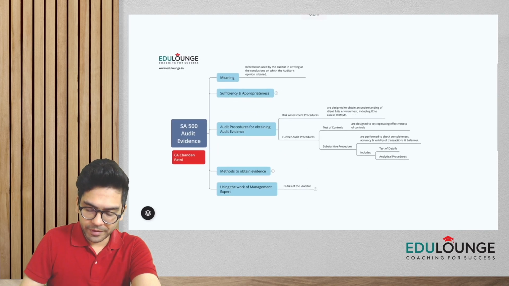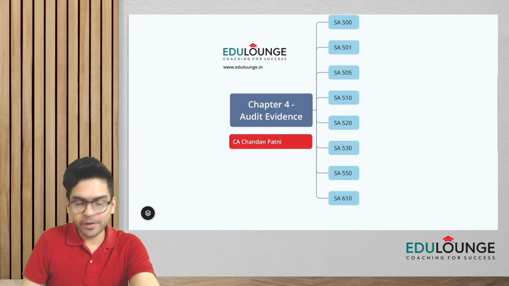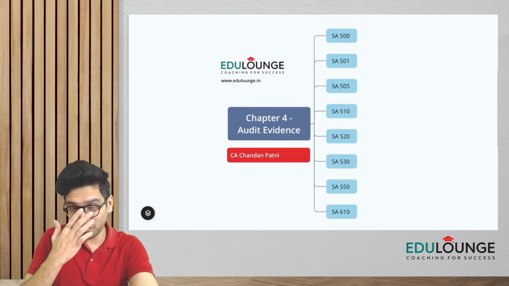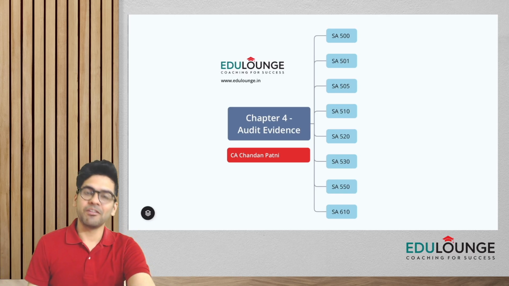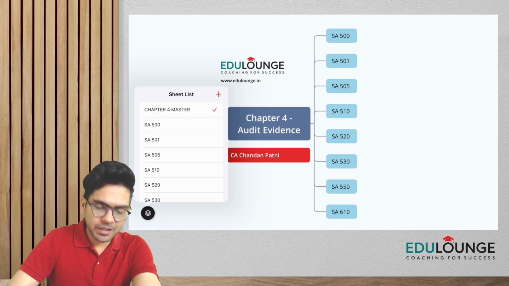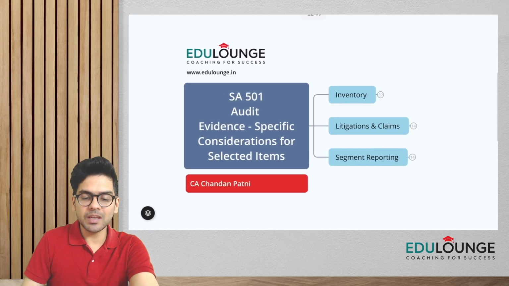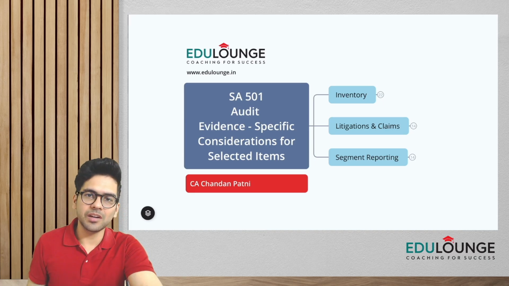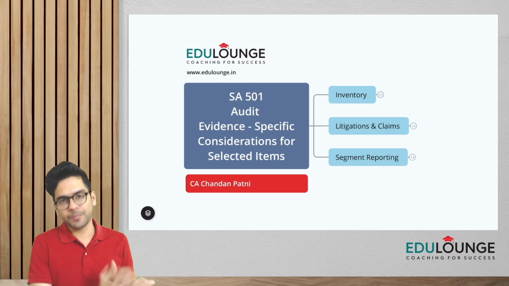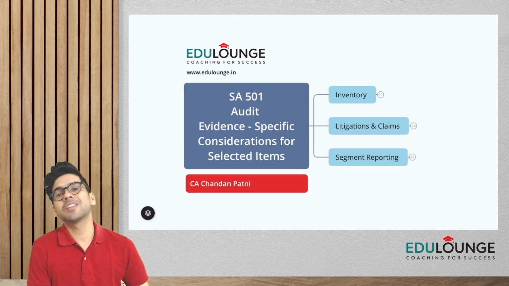All right. Now, going back to the master chart, guys. I told you this chapter number 4 is a big chapter, right? So we have just covered one part of it, which is SA 500. Now we are going to start with SA 501, which, as you can see from the name, is again audit evidence. But here we have to learn about specific considerations for selected items.